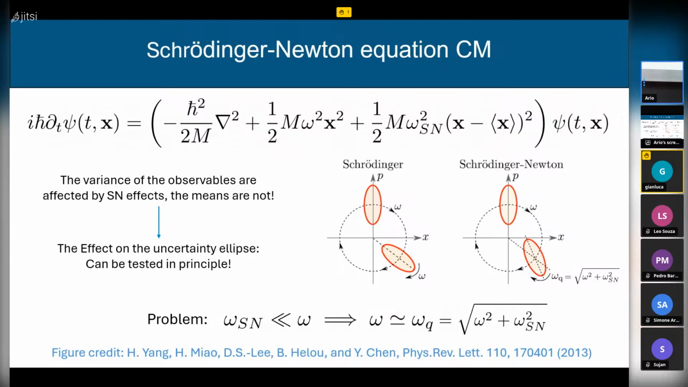For example, if you look at the uncertainty ellipse, with just the Schrödinger evolution, so you are killing this term, the uncertainty ellipse rotates in the phase space with the frequency omega and also rotates around itself with the same frequency. But when you add this additional term, it rotates around the center of the phase space with the frequency omega and then rotates with a different frequency around its own center.